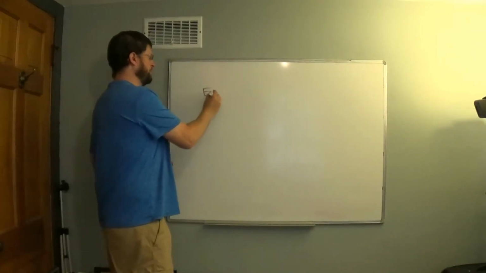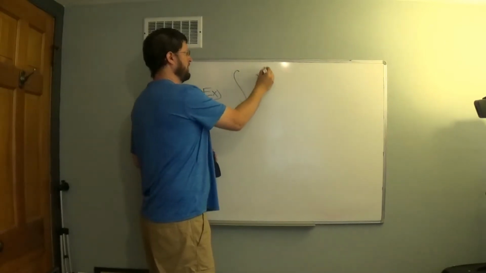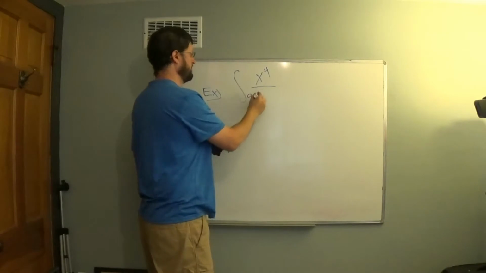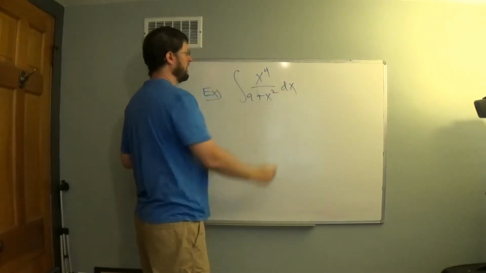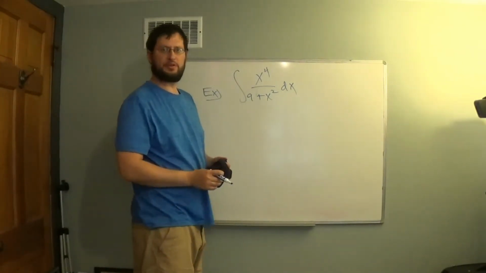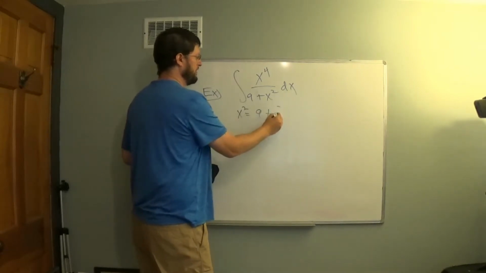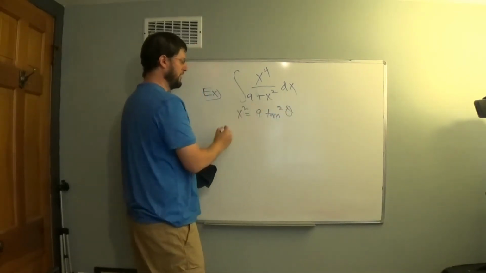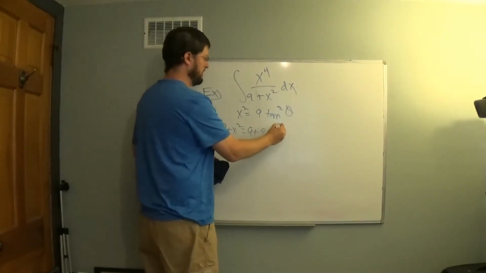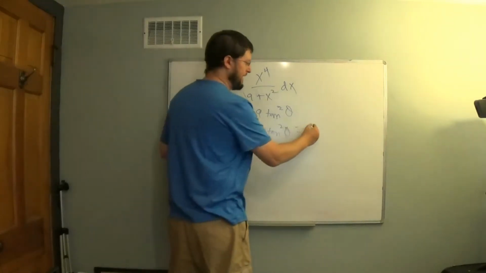Alright, let's look at another one. Let's look at x to the 4th over 9 plus x squared. And again, we see the x squared, which should indicate that we're looking at a tangent substitution. So we want x squared to be 9 tan squared, so that the denominator is 9 plus 9 tan squared, and we can factor out the 9.